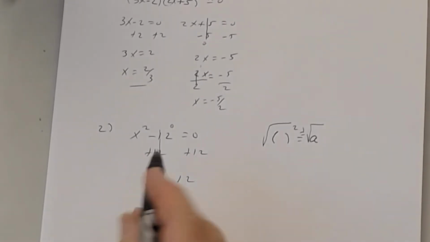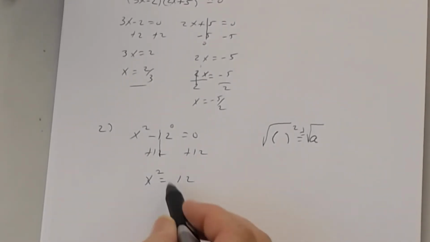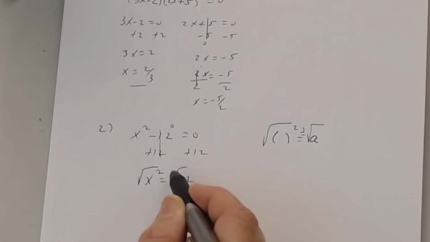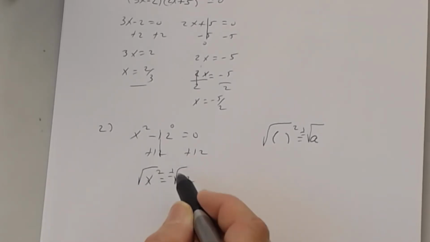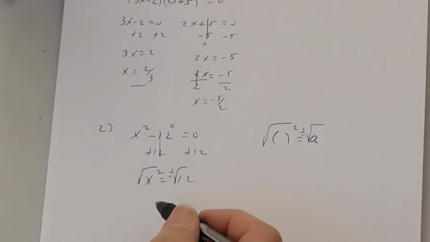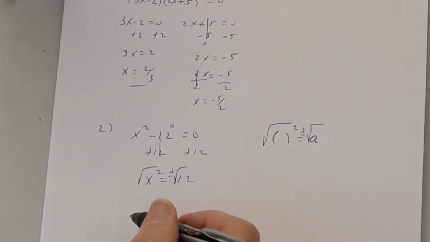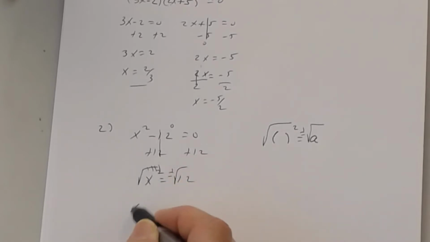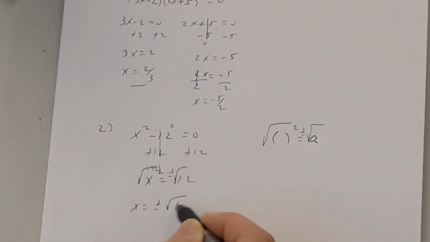So remember, I'm trying to solve for x, so what's the next step? Square root. Take the square root of both sides. A lot of students forget about that plus or minus, so don't forget that, because you end up with two solutions, not one. So the square and the square root undo each other, so you get x equals plus or minus the square root of 12. Okay, that's where we're at.